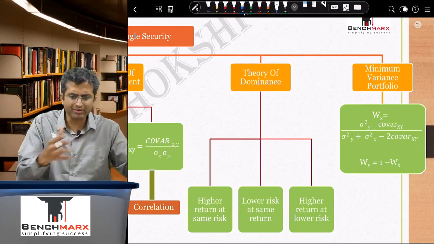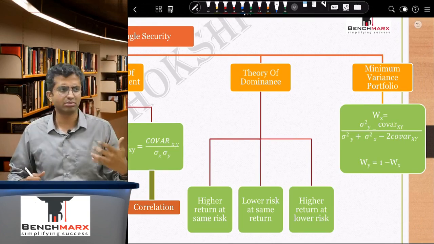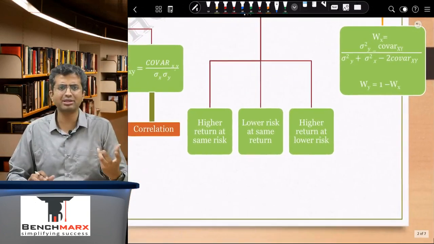What is the theory of dominance? Well, if there is a group of securities, does one security dominate the other? Sir, how do we say that? Well, you compare the risk and return.